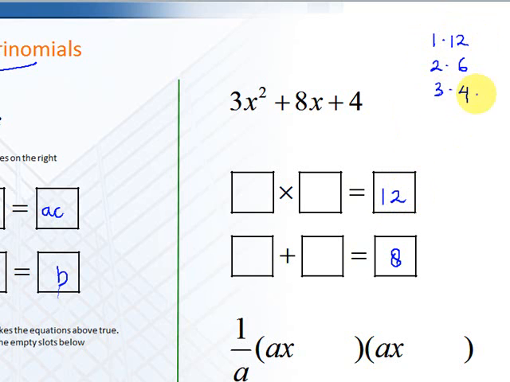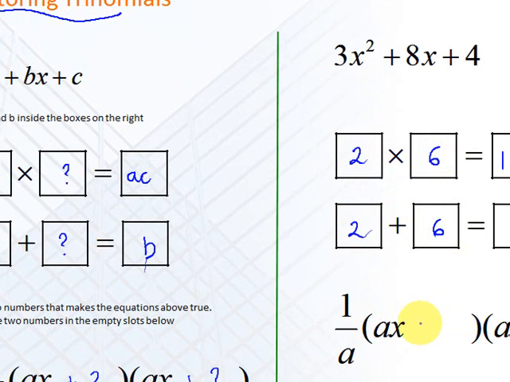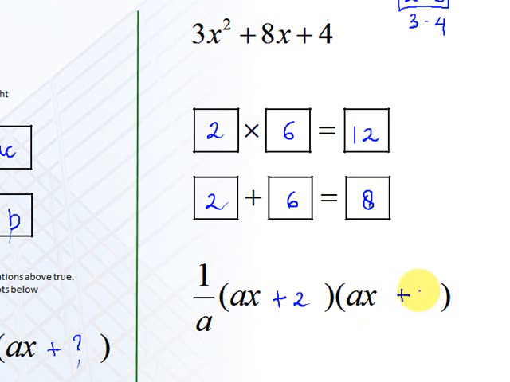Among all these possible factors, we would like to find the two factors that add up to 8. 1 plus 12 is 13, not the two numbers that we are looking for. 2 plus 6 is 8, which is exactly the one that we are looking for. So we put this 2 and 6 inside the box. Now we need to put these two numbers inside this empty slot. If we have a positive number, then we also include the sign. So positive 2 and positive 6.